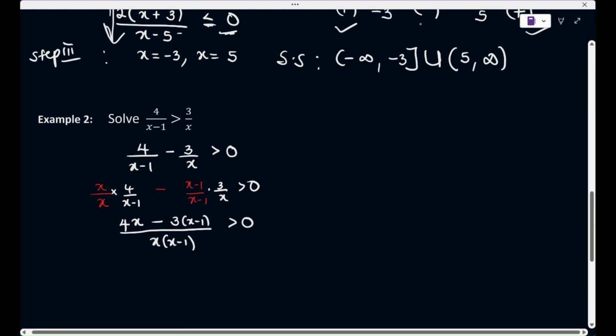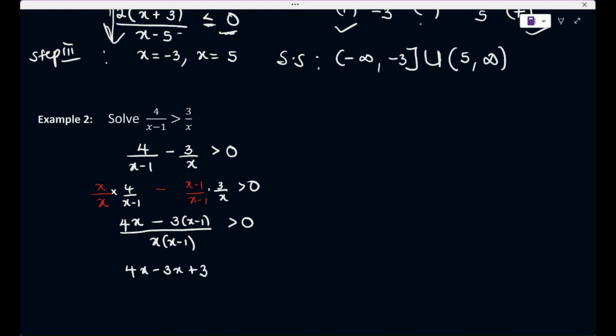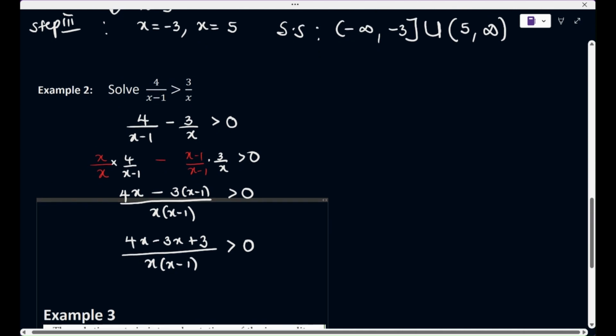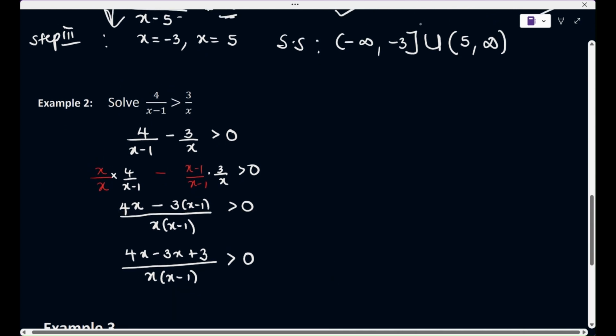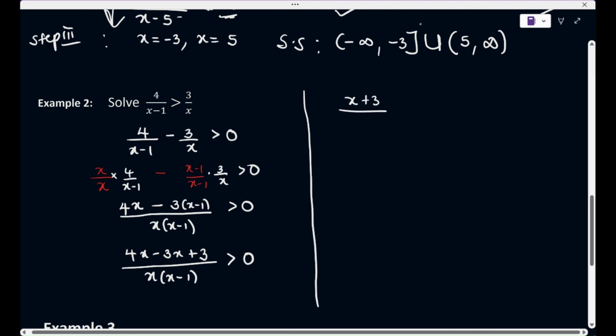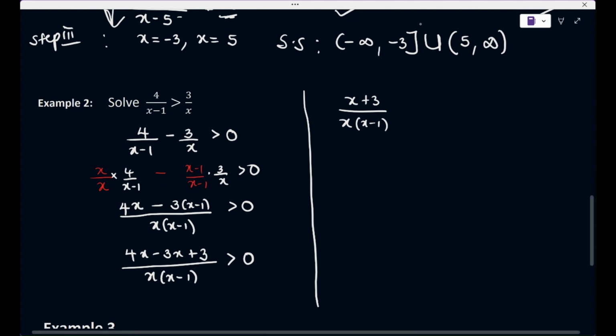So we can simplify this to be 4x minus what? 3x plus 3 over x minus 1 greater than 0. So what will this become? Let's continue here. 4x minus 3x will be just x plus 3 over what? X over x minus 1 greater than 0. So now we're done. We're done with I think the third step now.